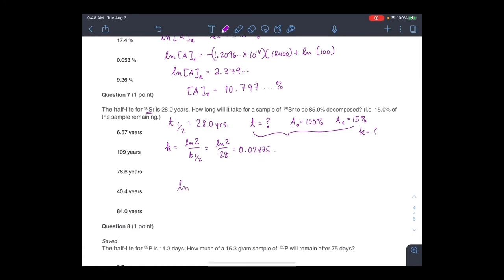I'm going to grab the equation for first order. I said I was going to drop the brackets. That looks a little easier to solve for, which is what I'm going for? T. I'm going for T. And so T equals the log of A0 over AT divided by K. So the natural log of 100 over 15 divided by that answer I just got, unrounded.